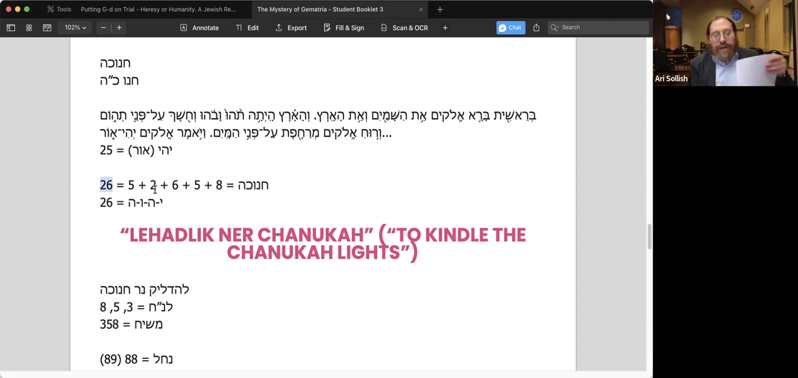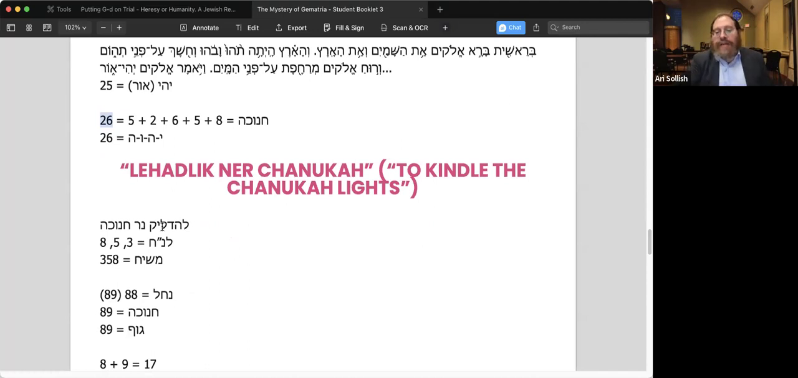Let's continue with more Chanukah messages. The blessing that we say when we light the menorah, we say a few blessings, but the main one is Lehadlik Ner Chanukah.